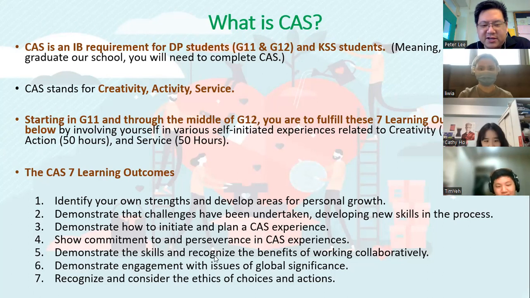Number 5, demonstrate the skills and recognize the benefits of working collaboratively. So CAS is very much into not just doing CAS alone, but doing CAS with other people like your friends or whatever organization that you're involved in, a nonprofit or a church or whatnot. Number 6, demonstrate engagement with issues of global significance. And last, recognize and consider the ethics of your choices and actions. So these are the 7 learning outcomes that you're supposed to fulfill multiple times in order to be able to pass your CAS.